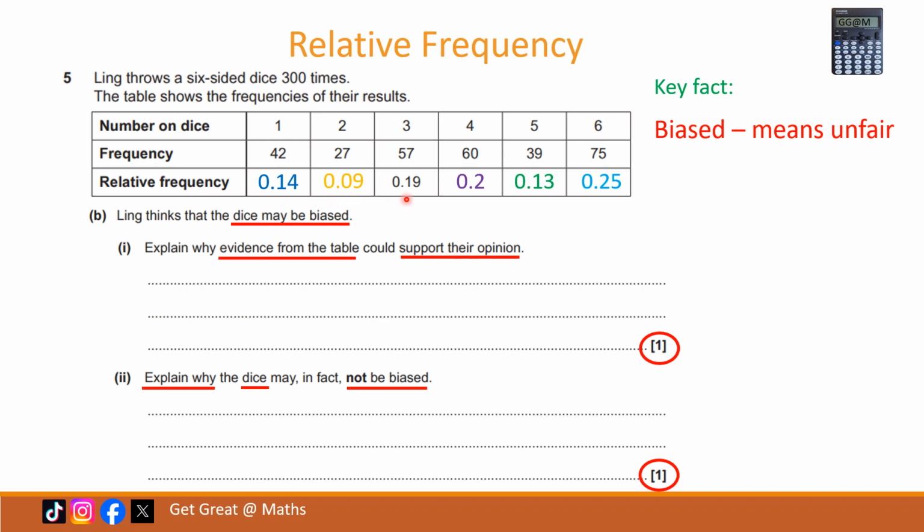But all these values down here are different. So because all the relative frequencies are different, it implies we have got bias. And that will give you 1 mark for part 1.